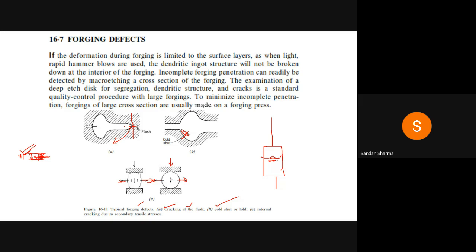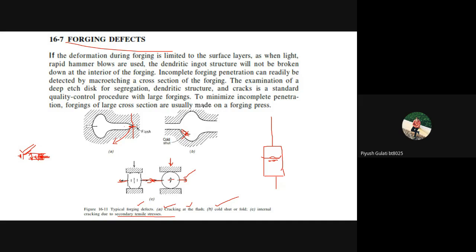Similarly, you see in this direction it is getting opened, okay, because of this secondary tensile stress. ठीक है, so this type of cracks also can be seen in case of forging because of secondary tensile stresses. ठीक है, ये क्लियर है? Yes, जल्दी बता दो बेटा.